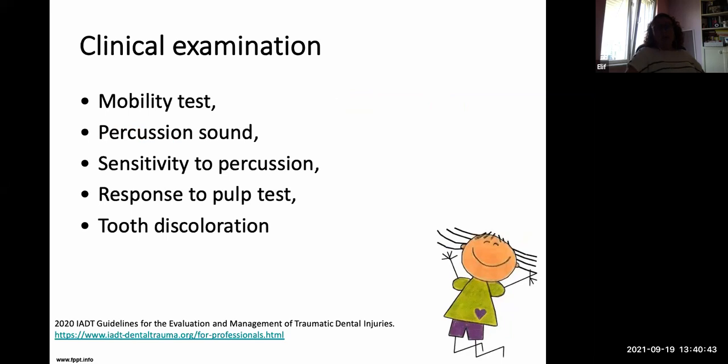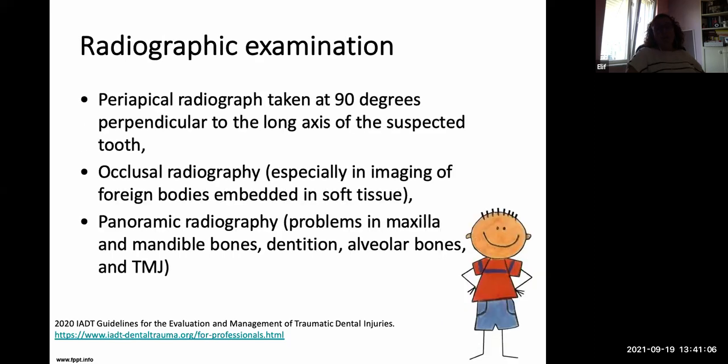What should we do to the teeth affected by trauma? We should perform mobility tests, percussion sound, sensitivity to percussion, and response to pulp test, which is mostly not reliable at the time of injury. So we should follow up closely. And tooth discoloration is also important.